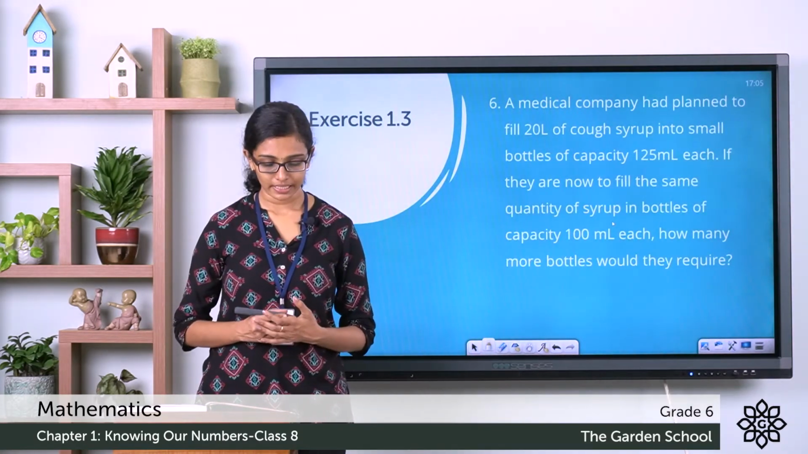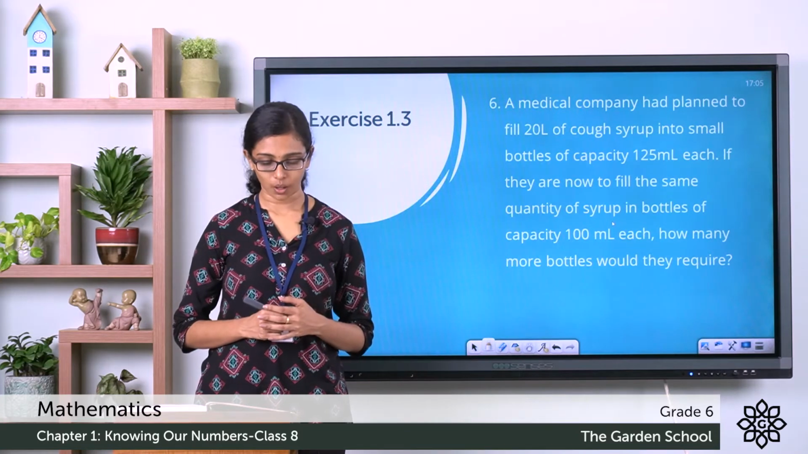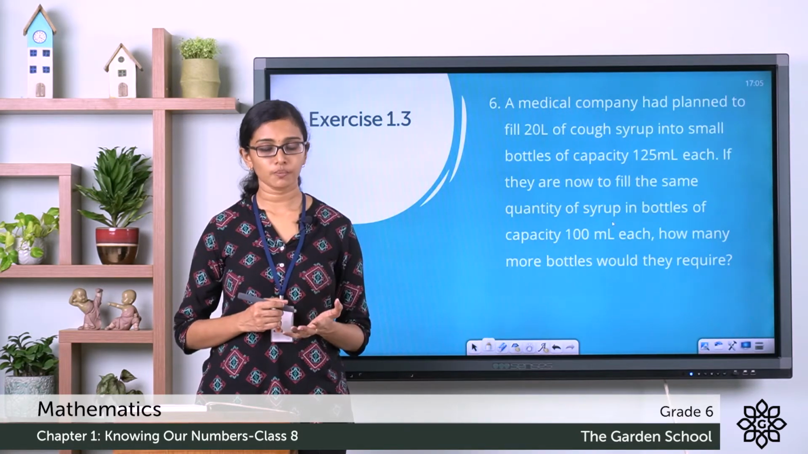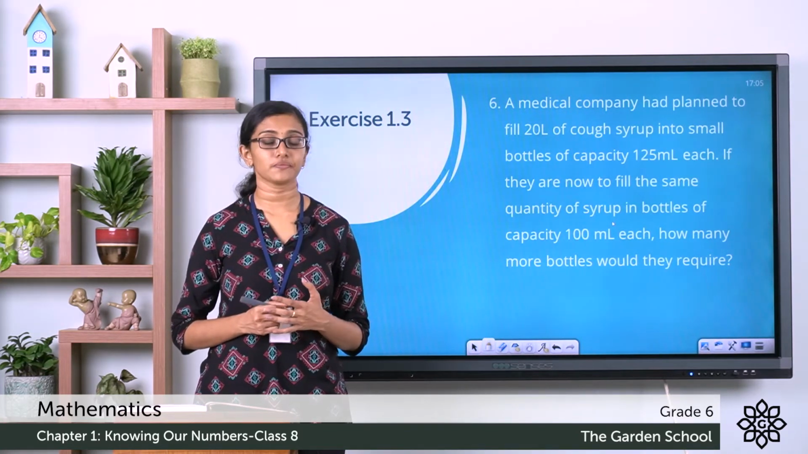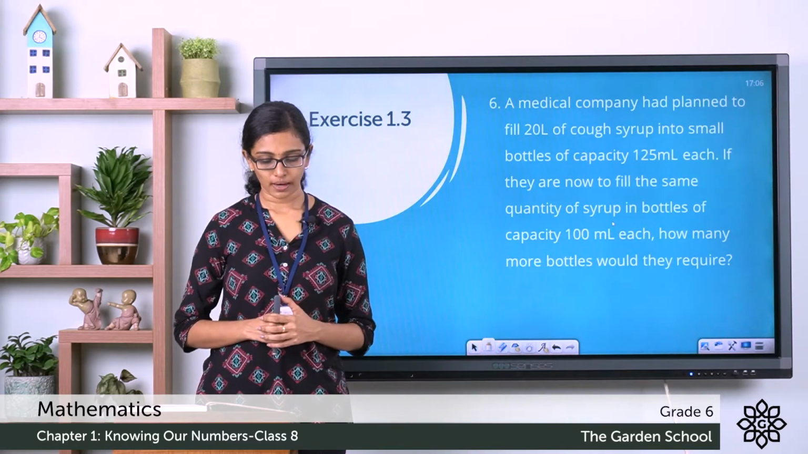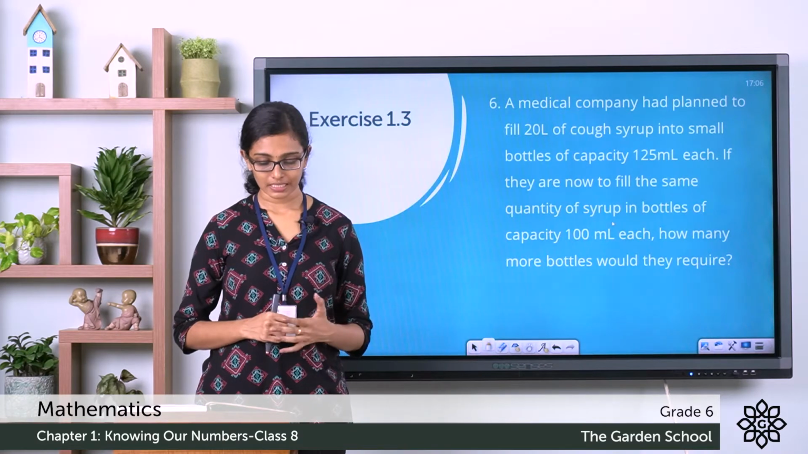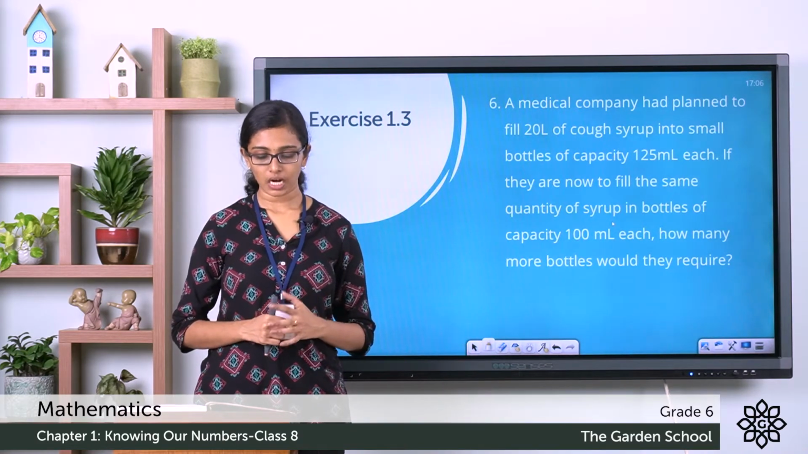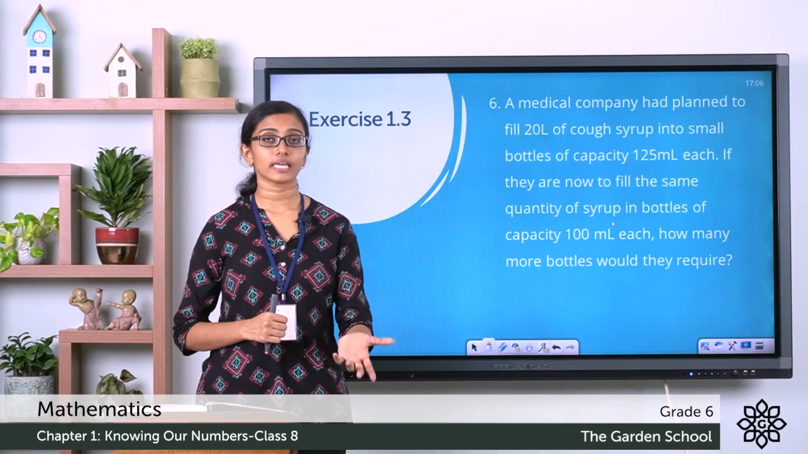A medical company had planned to fill 20 liter of cough syrup into small bottles of capacity 125 milliliter each. If they are now to fill the same quantity of syrup in bottles of capacity 100 milliliter each, how many more bottles would they require?